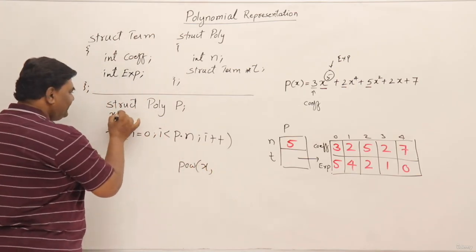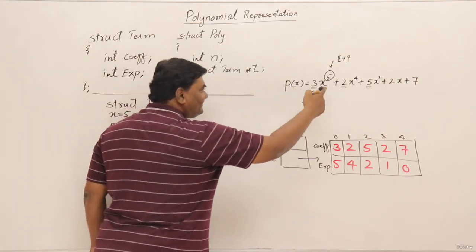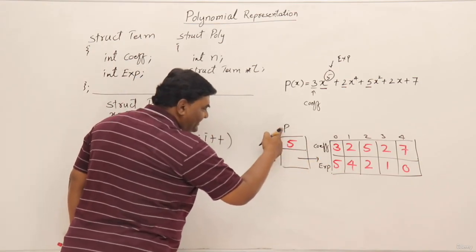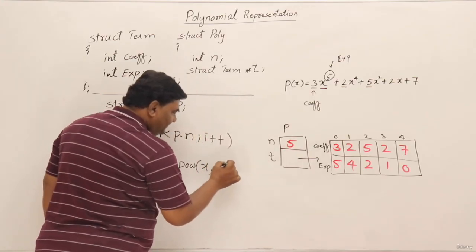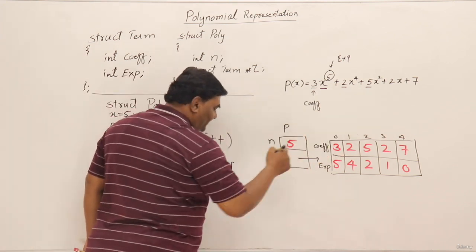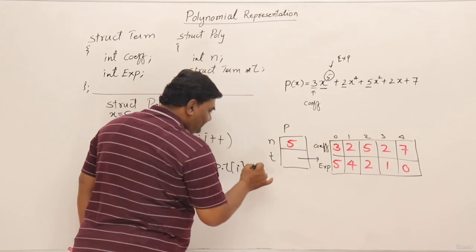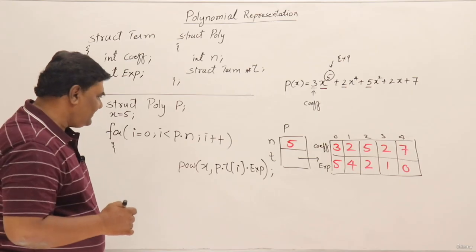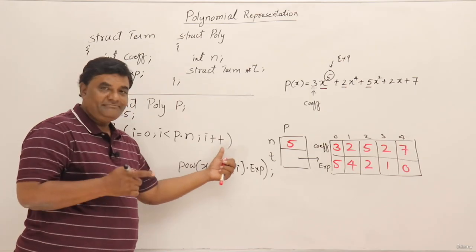Suppose x has the value 5. This x is there, so we want to place 5 in this polynomial. So for that x, it should be raised to this power. So what is this? p.t of 0. Instead of 0, I will write i, so that I can access all of them one by one: p.t of i dot exponent dot exp. There is a power function available in the math.h header file, which will raise this x to this power. So x raised to this power.